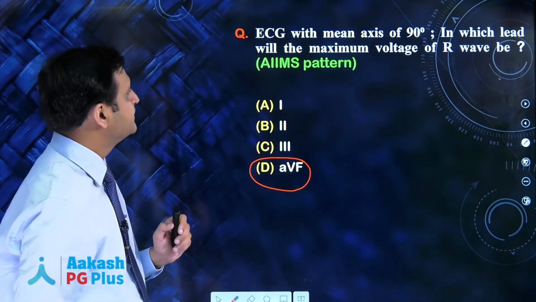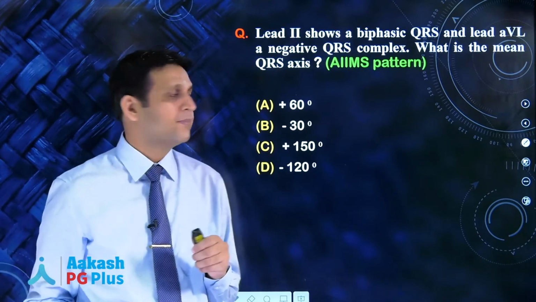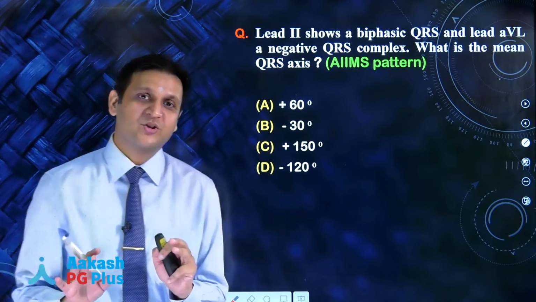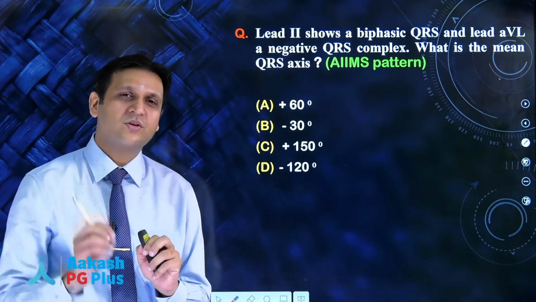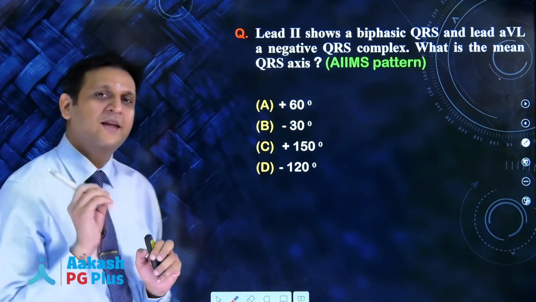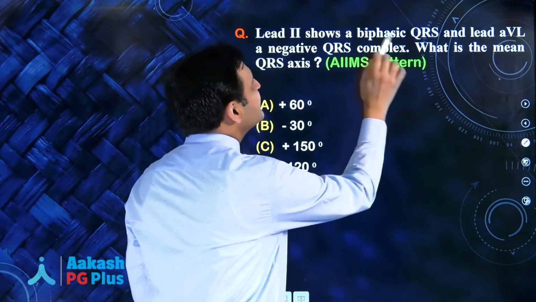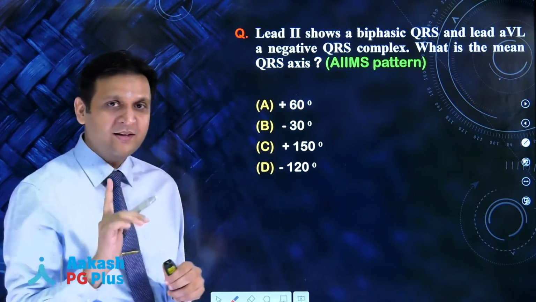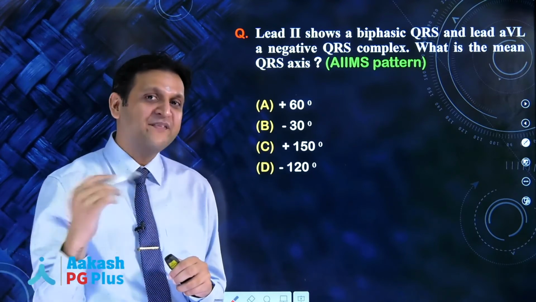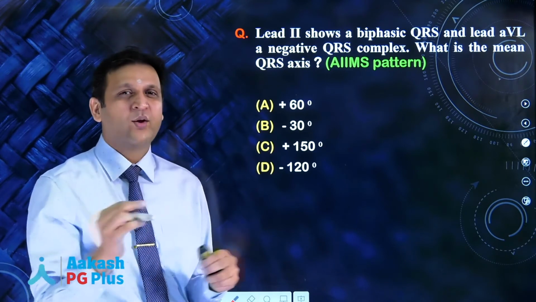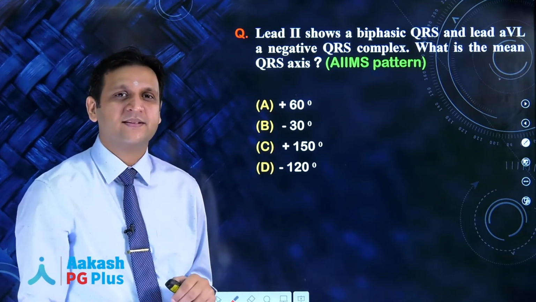Let's move on to the next question, right? So don't get scared by this question, it is just testing your very basic concept. Now the question is, lead 2 shows a biphasic QRS, lead AVL a negative QRS. What is the mean axis?